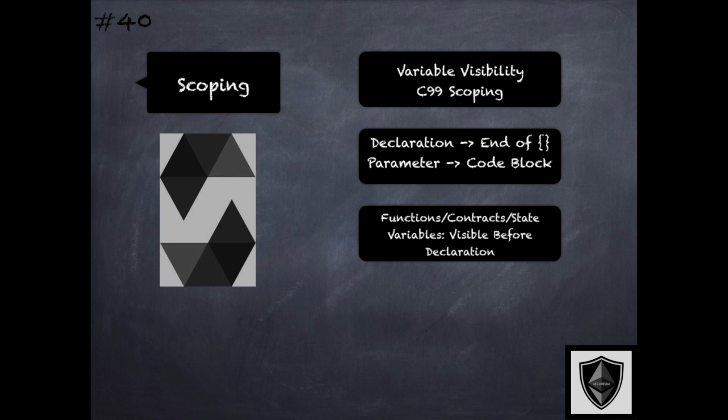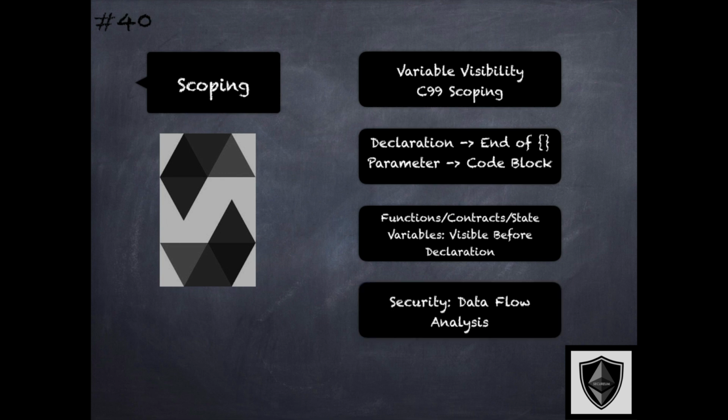Variables and other items declared outside of a code block, such as functions, contracts, state variables, and user-defined types, are visible even before they're declared. This means that we can see the usage of state variables even before they are declared within the context of a contract. And this is really what allows functions to be called recursively.